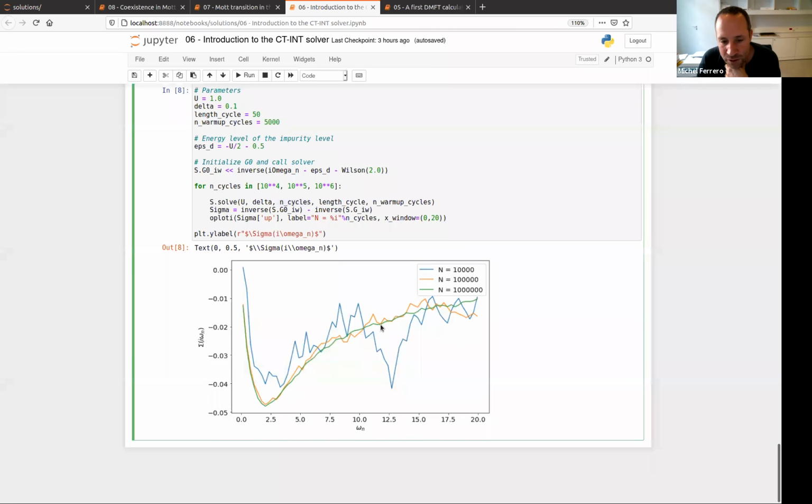And you see typically what you'll get here for the self-energy. Of course, if you only take 10,000 steps, you'll get this blue self-energy, which is very noisy. And as you increase the number of steps, you get more and more accurate data. And in statistical methods, the error bar goes down quite slowly.